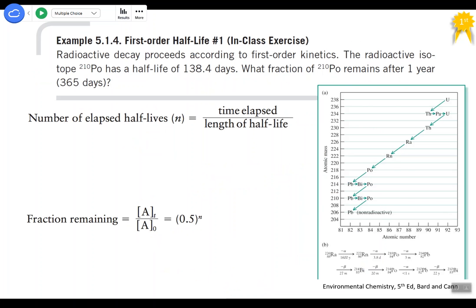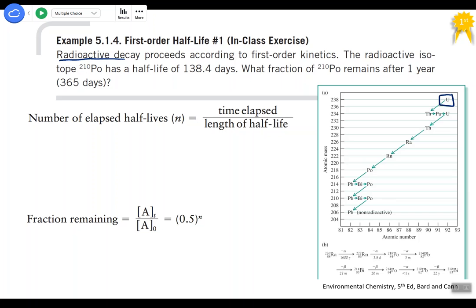So let's solve some problems. Radioactive decay, or isotopic decay, as we've mentioned already, always happens according to first order kinetics. So you don't actually need to be told that it's occurring with first order kinetics. If it's isotopic decay, you already know it's first order kinetics.